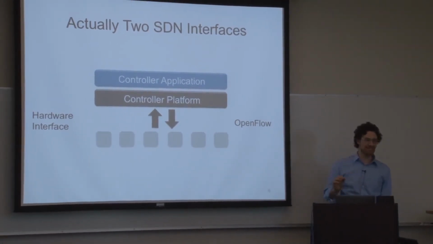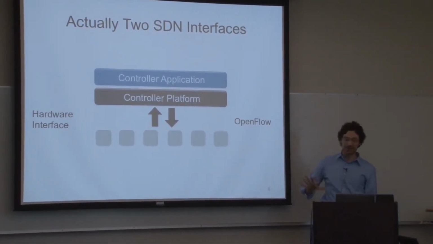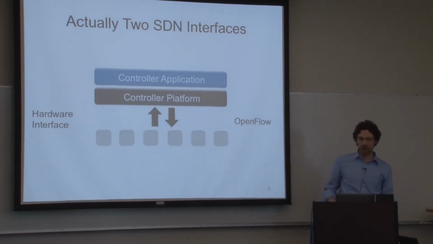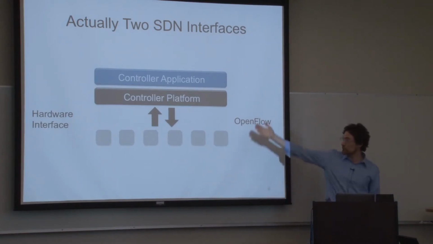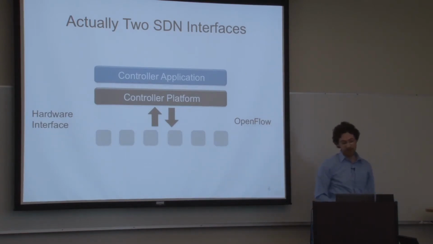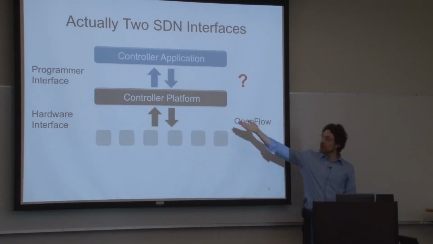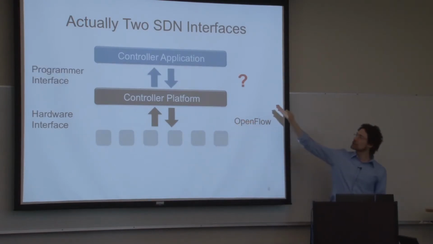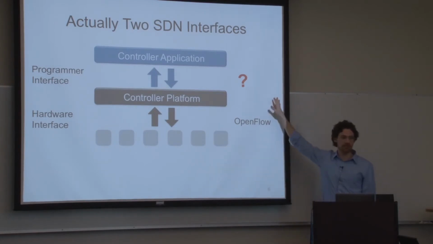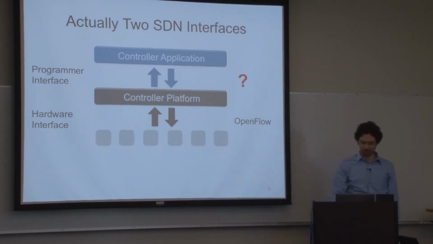It's not the one that I'm going to be telling you about today, because there are actually 2 SDN interfaces. We've got our hardware interface, OpenFlow, on the southbound side, as I'll call it, between the controller platform and the hardware. And we've also got an interface to the programmer. How do you actually write this controller application? And what should that interface be? That's the question that our work is really focused on.